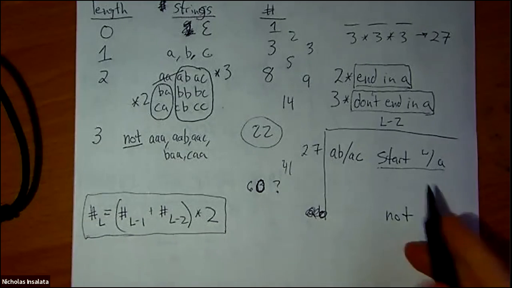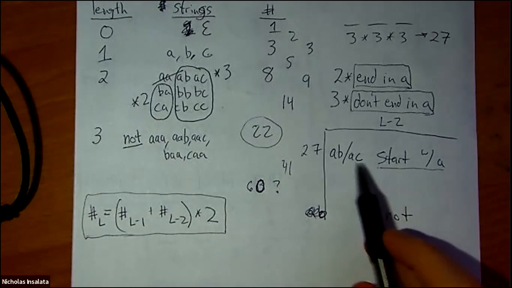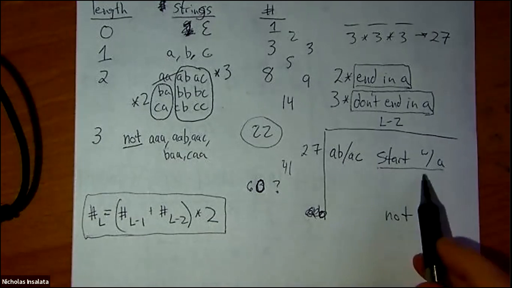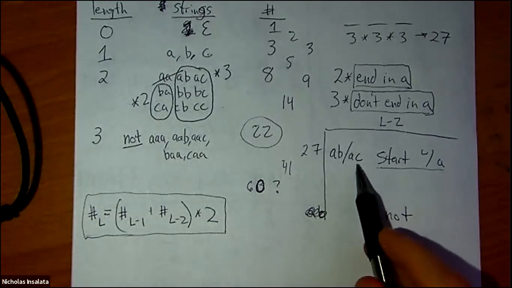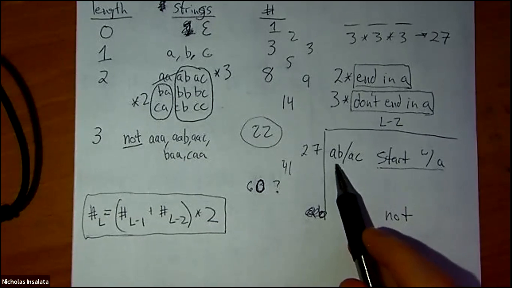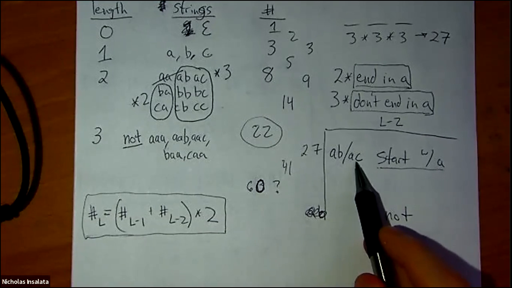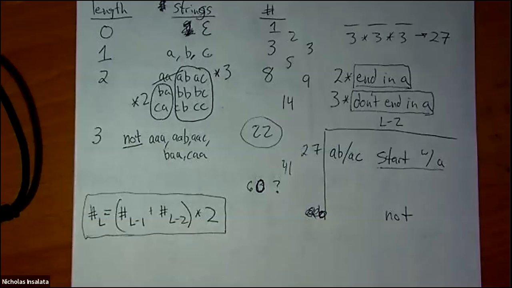Right, so if you have a string of length 10, and you know that if it starts with A, it has to start with AB or AC. It can't start with AA. That's impossible, right? We have a string of length 10. It could either start with AB or AC. What remains to be chosen for that string?